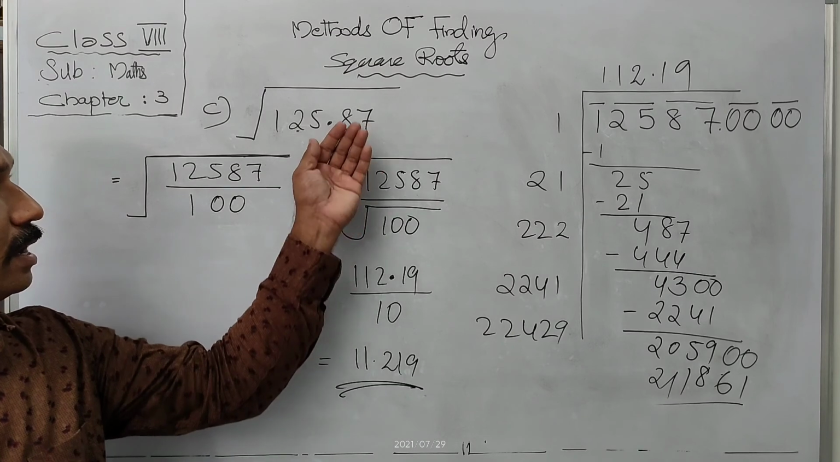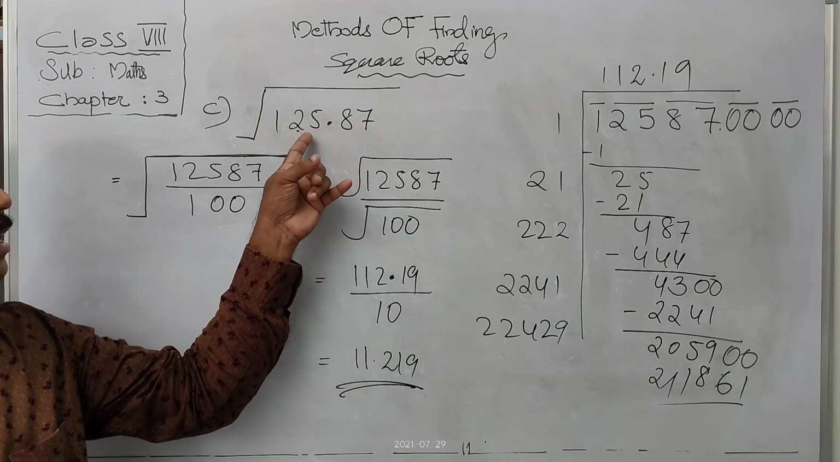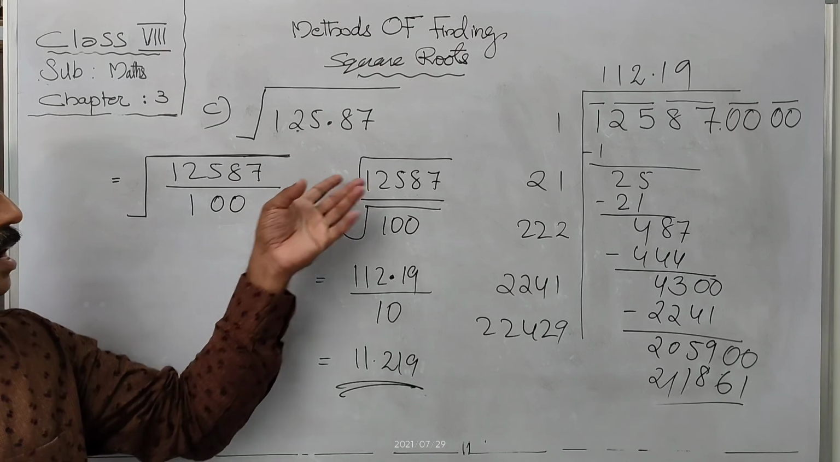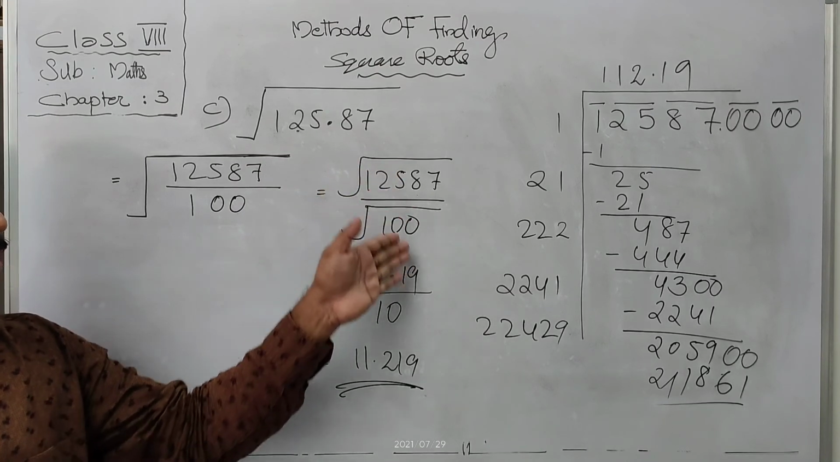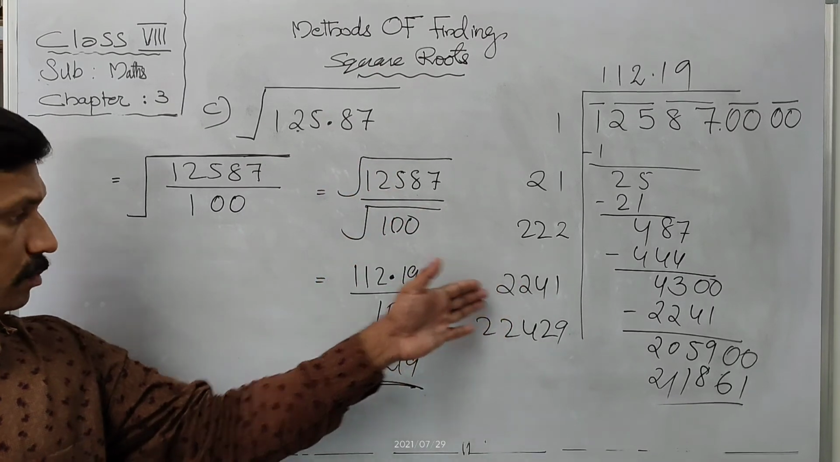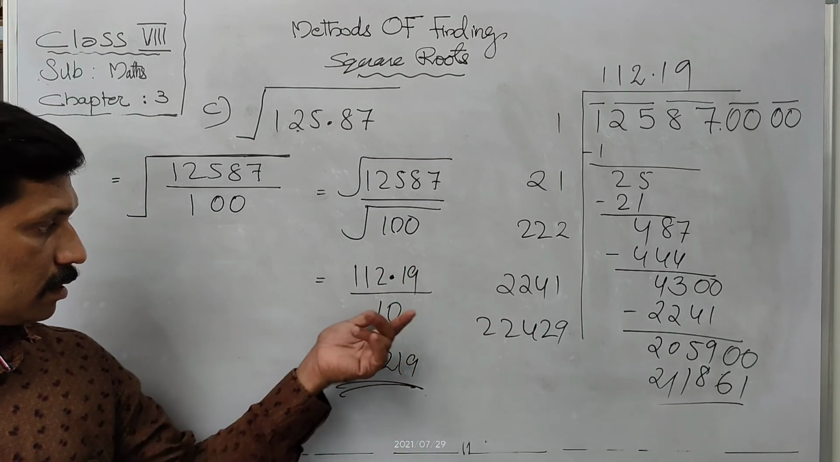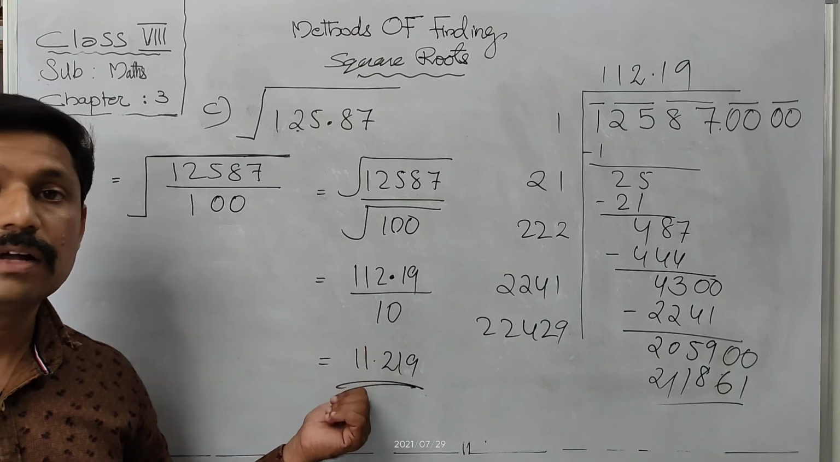So in this question, listen, take care students. Here, as it is a decimal number, in order to avoid the decimal, we change it into a fraction, and then we calculate the root of both the numerator and denominator separately, and then we divide and find out the value.